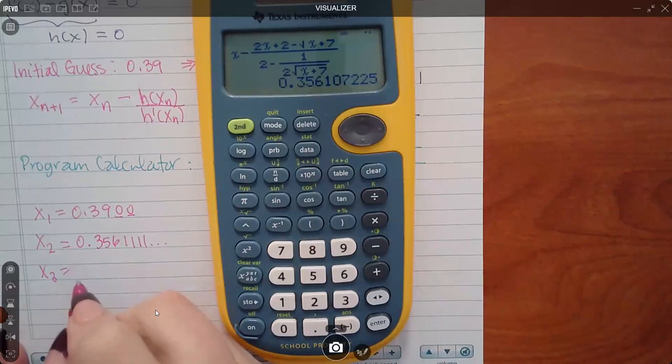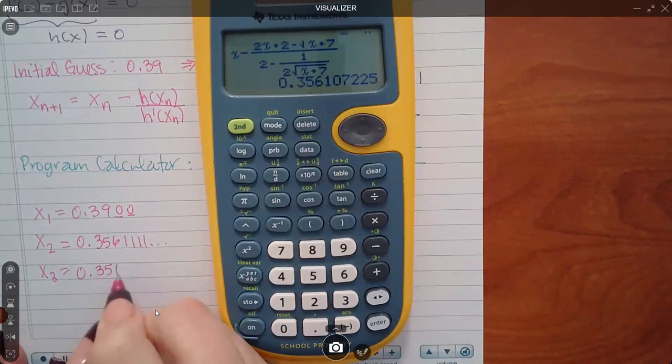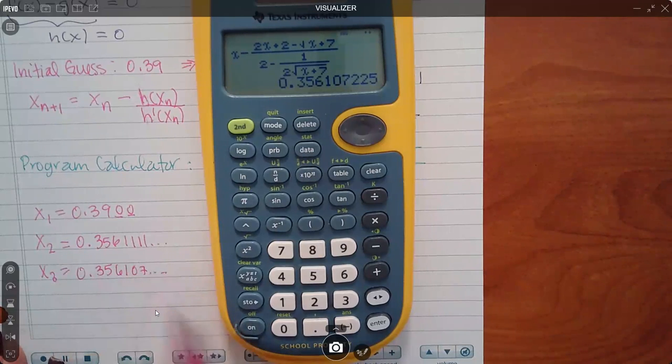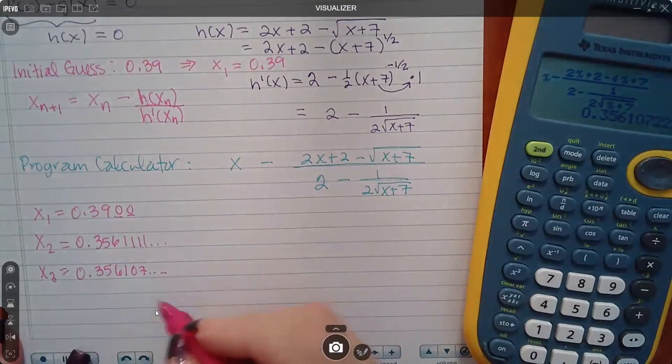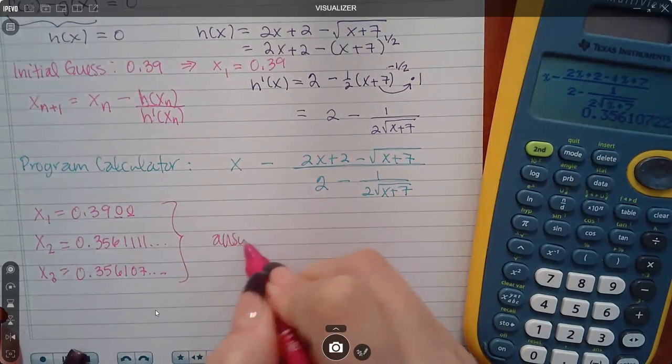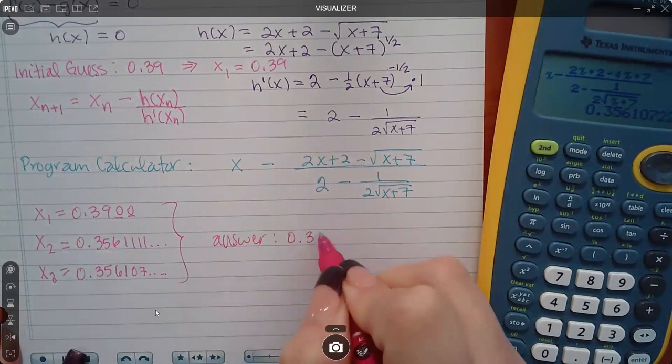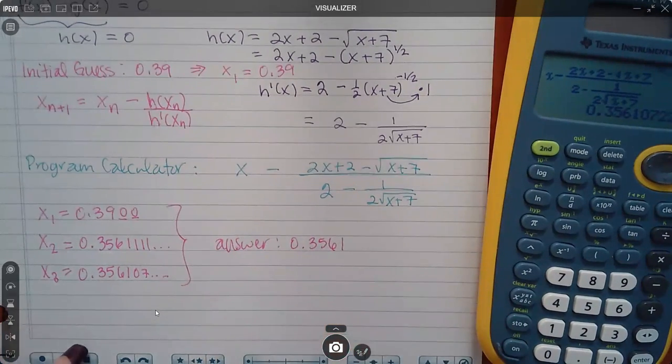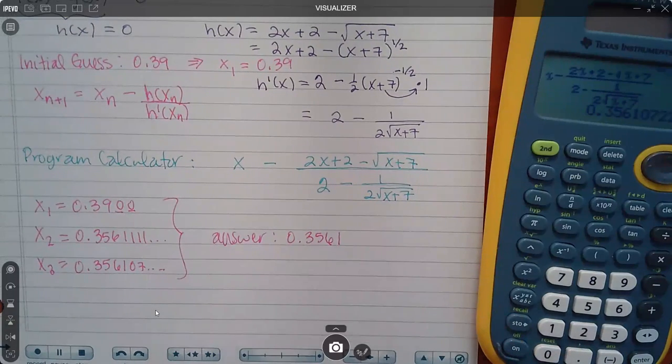And now we get this number, 0.356107... right? Are these the same first four digits after the decimal? They are, which means you can stop at this point, okay? And so if you were to round this, your answer would just be 0.3561. So you get the same answer. So that was a pretty good guess.